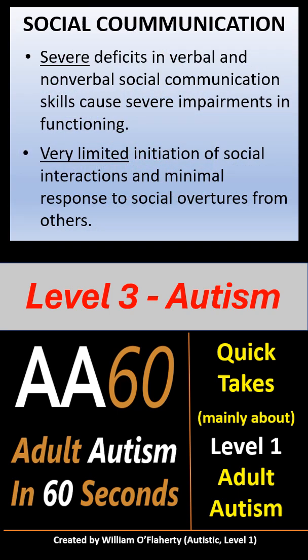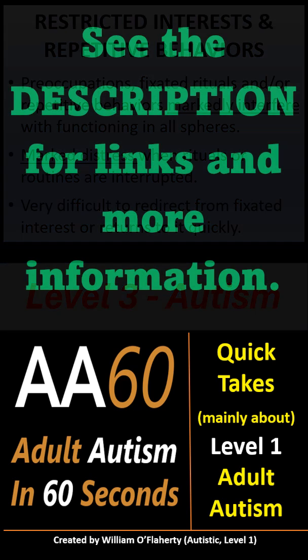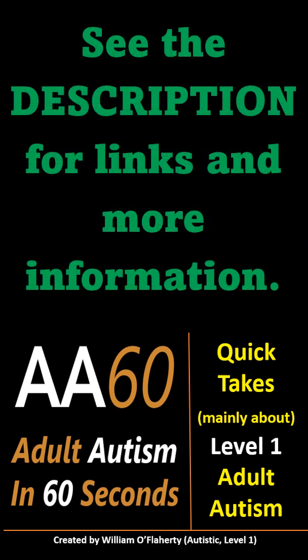Common features of Level 3 are severe deficits in verbal and nonverbal communication to the extent that functioning is greatly impaired. Initiation of social interactions is infrequent, and responses to social overtures is minimum. There is noticeable interference with functioning because of preoccupations, fixated rituals, and/or repetitive behaviors. Additionally, distress is very obvious to others when rituals or routines are interrupted, and there is nearly always a quick return to them. The description has links for more details.